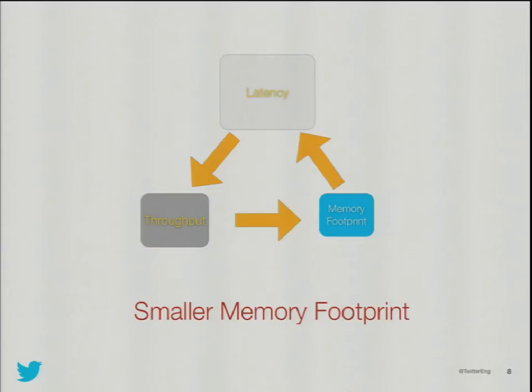Same thing with smaller footprint. If you want a smaller footprint, latency is going to go up, right? It's the inverse of the two. The way we assure lower latency in Java now is to have a large heap. So if you're trying to limit the size of the heap, you have to keep a close eye on latency. Same thing with throughput as well. It's the classic trade-off.